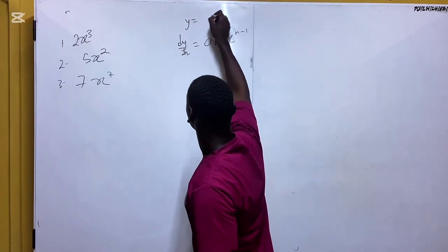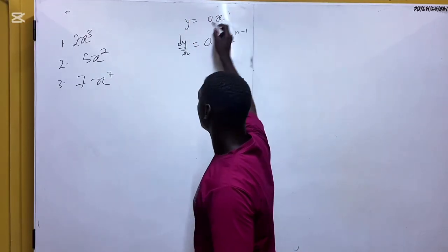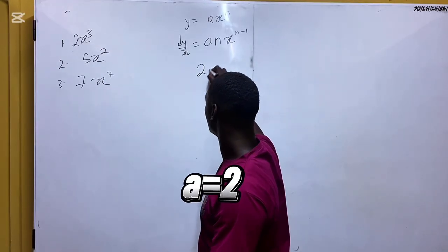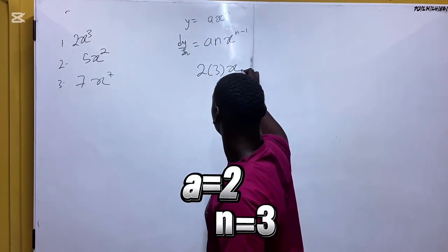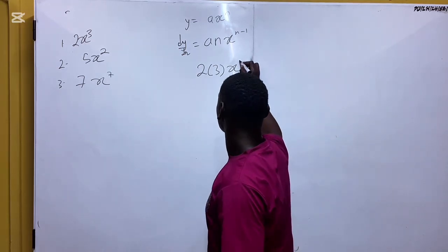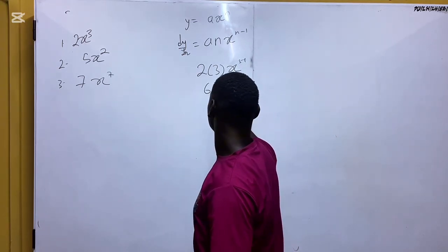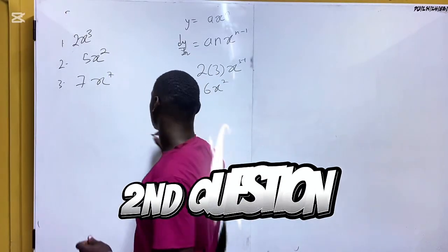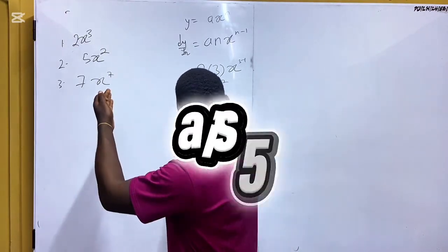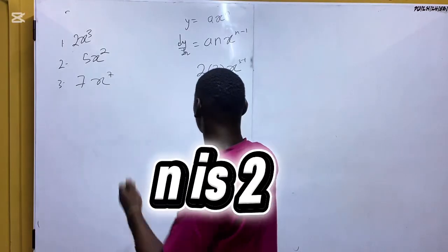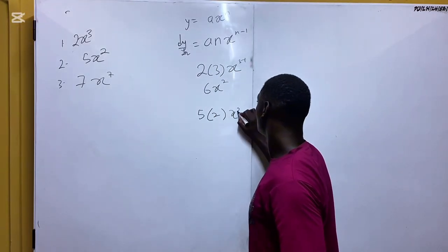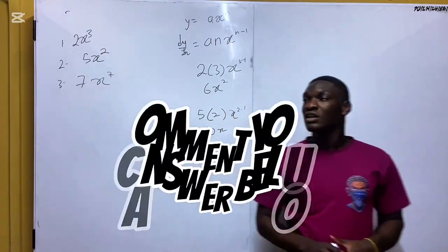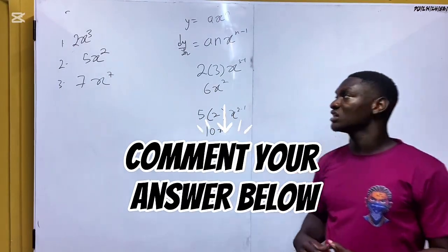If y is equal to ax to the power n, so our a is 2, our x is there, n is 3. So definitely a will be 2, n is 3, x to the power 3 minus 1. Then we get 6x squared. Second question, our a is 5, our n is 2, x 2 minus 1. This gives us 10x. So try the last question on your own and let us know the answer in the comment section.